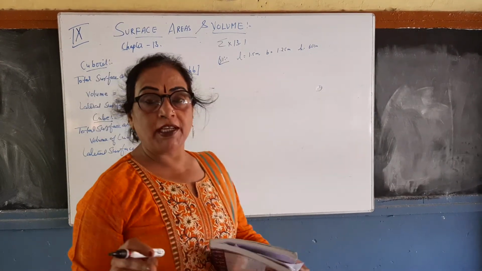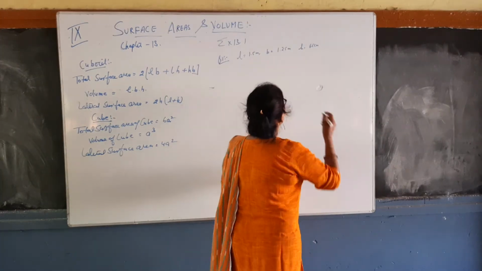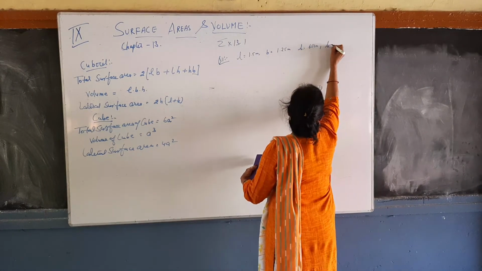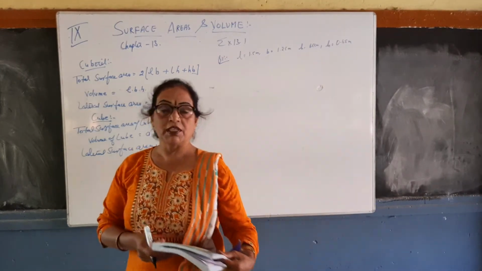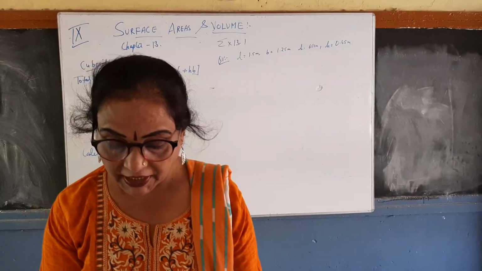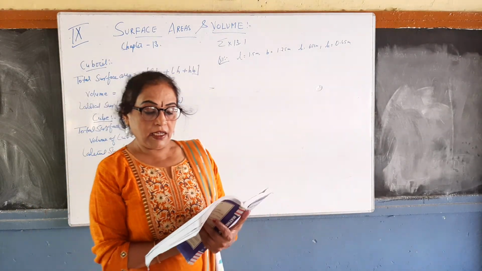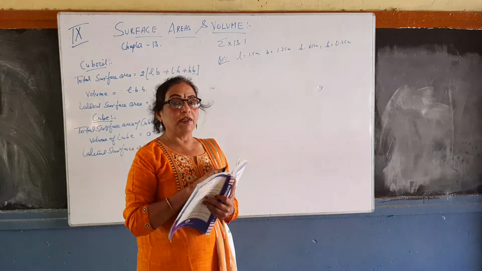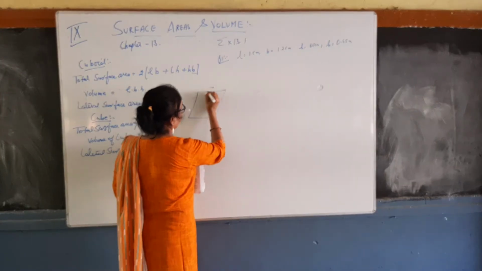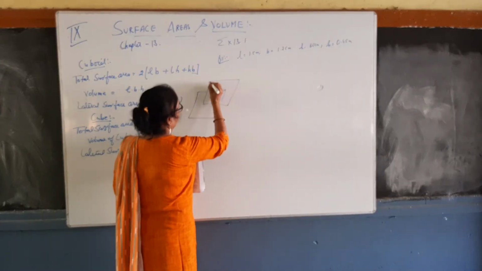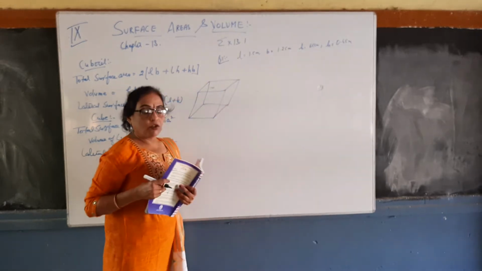We know that 1 meter equal to 100 centimeter. So 1 centimeter equal to 1 by 100 meter. So H will be 0.65 meter. Now all the units are given in the same unit, that is meters. Then what to find? Here it is open at the top. Cuboid is given in this form, like this, top is open here.